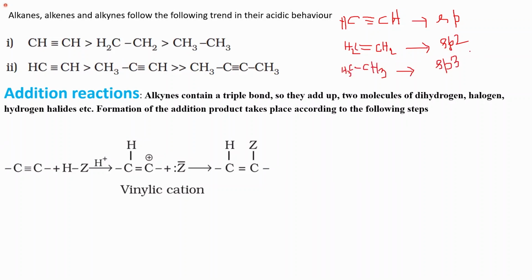When you go from sp3 to sp2 to sp, there is an increase of the s character. So which has the highest s character? Acetylene, then ethylene, then ethane. So acetylene has the highest acidic character in comparison to the alkene and alkane molecules. You can see the alkyne is the most acidic in nature.